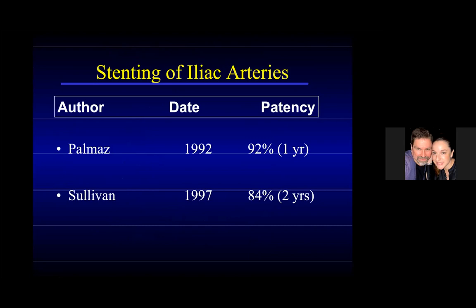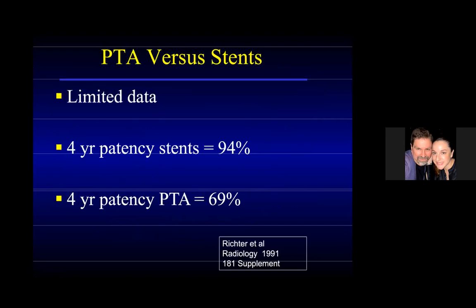This is Palmaz and Sullivan's results in 1992, 1-year patency rate for stents, 92% and 97. Sullivan had a 2-year patency rate of 84%. So you can see that the results are very good for endovascular surgery. And it doesn't eliminate the possibility of doing an aortobifem in the future. Okay, so the stents can be removed, the stents can be bypassed above and below, etc.